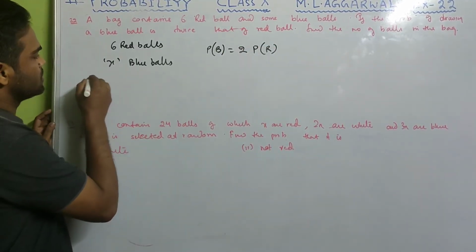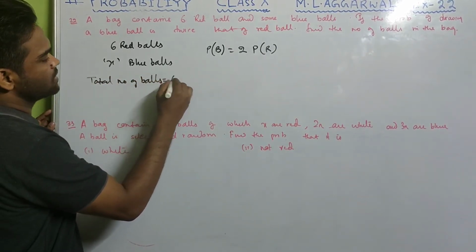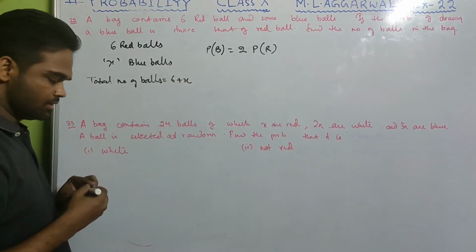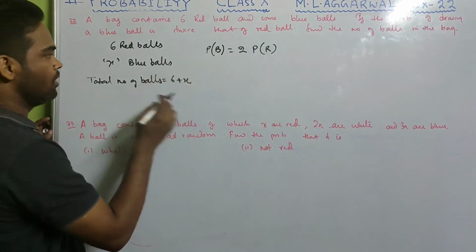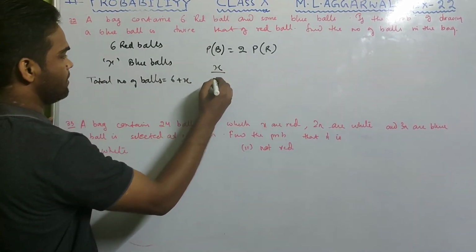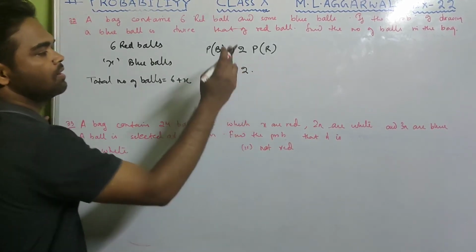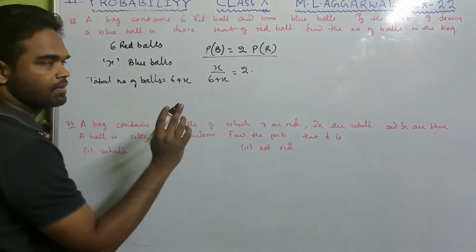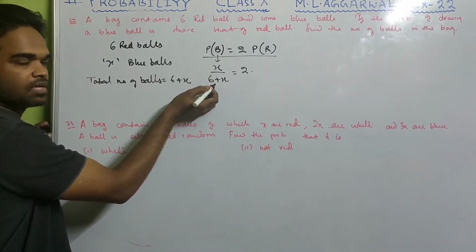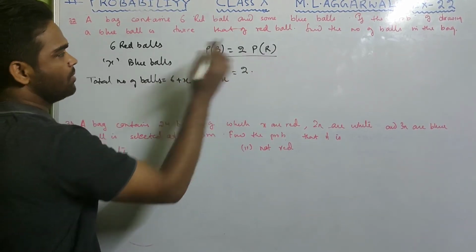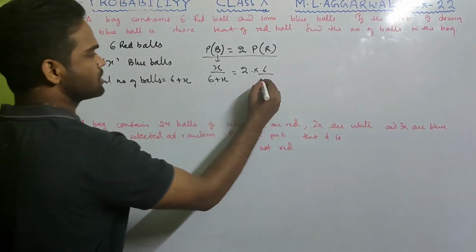Very easy. See, total number of balls, we can write 6 plus x, isn't it? Now, probability of drawing a blue ball will be x by 6 plus x, isn't it? Is twice. This condition is given to us, okay? Probability of blue ball we know, number of blue ball is x, total number of ball is 6 plus x. It's twice probability of red ball, which is 6 by total number of ball, 6 plus x.